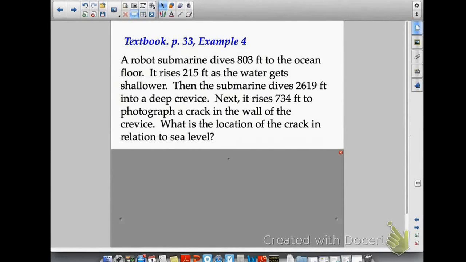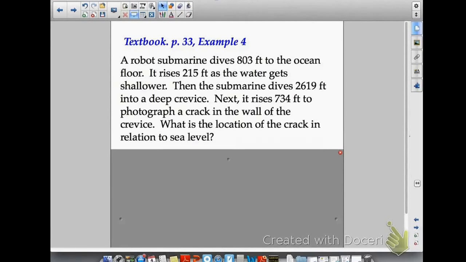All right, a robot submarine dives 803 feet to the ocean floor. It rises 215 feet as the water gets shallower. Then the submarine dives 2,619 feet into a deep crevice. Next, it rises 734 feet to photograph a crack in the wall of the crevice. What is the location of the crack in relation to sea level?